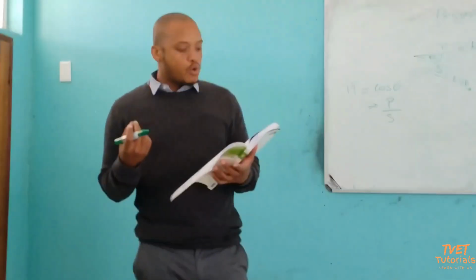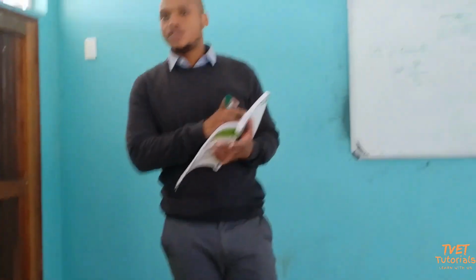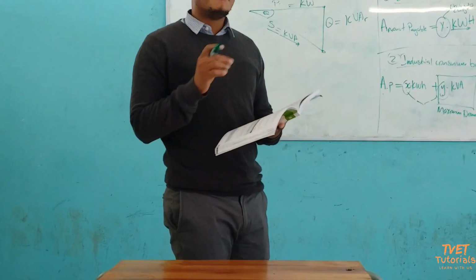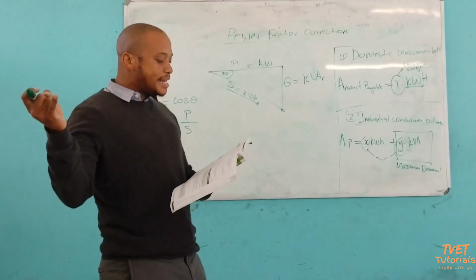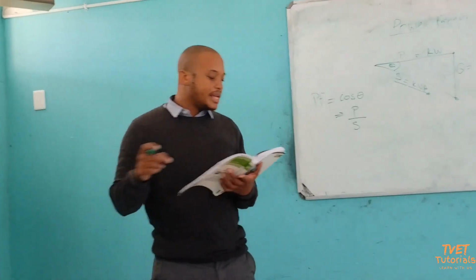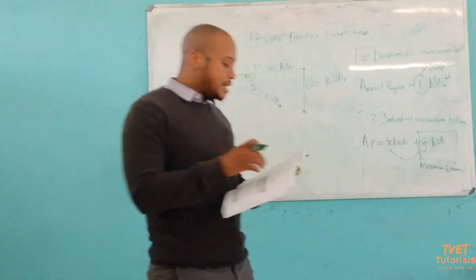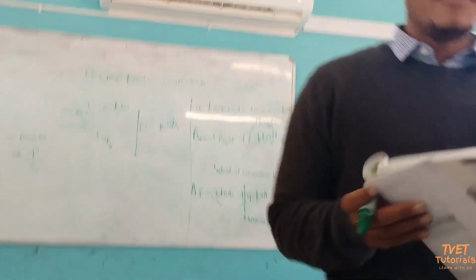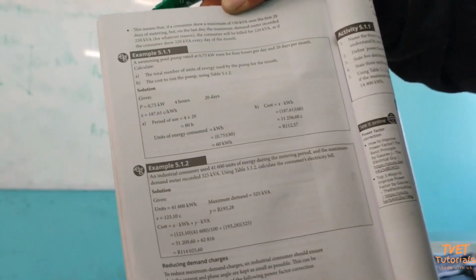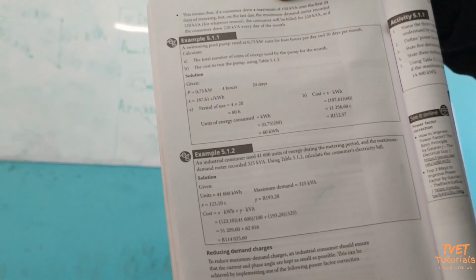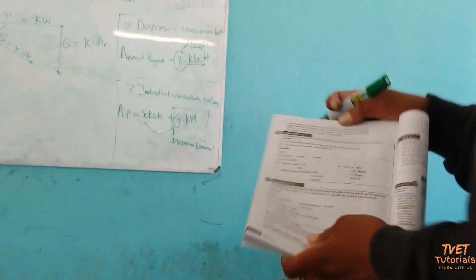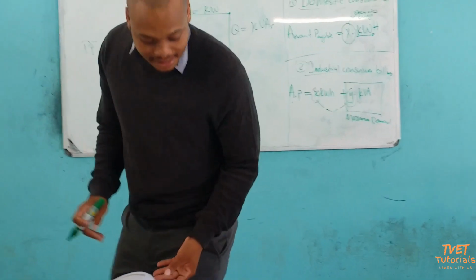We are told that a swimming pool pump, which is rated at 0.75 kilowatts, runs for 4 hours per day and 20 days per month. Now, calculate the number of units of energy used by the pump for the month. Secondly, calculate the cost to run the particular pump, and they gave you the values on the table, right? So the domestic consumer has a swimming pool and it has a pump that is running at 0.75 kilowatts, right? So let us then see how we can do it.